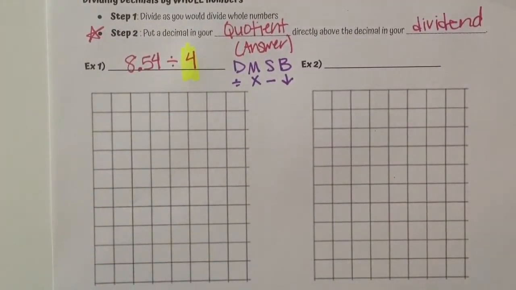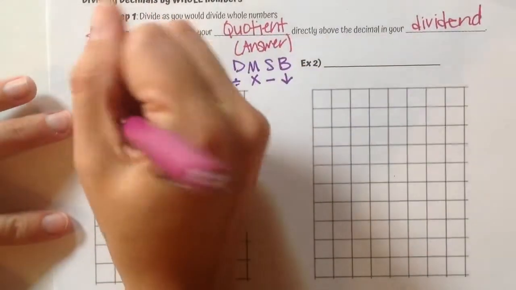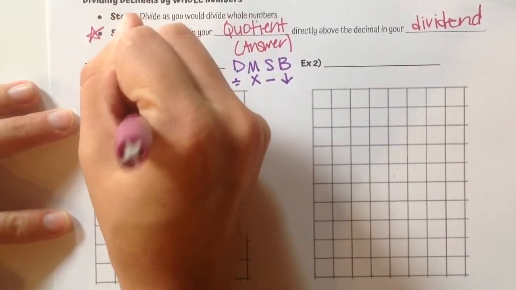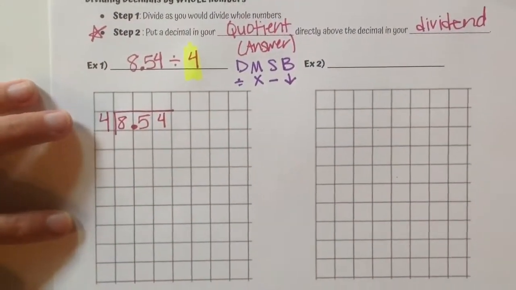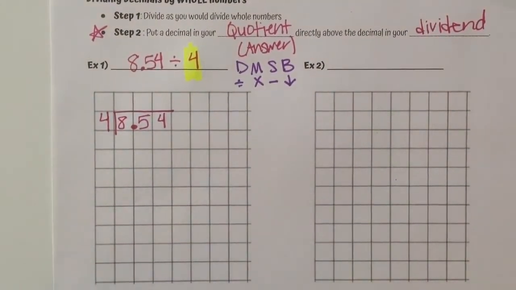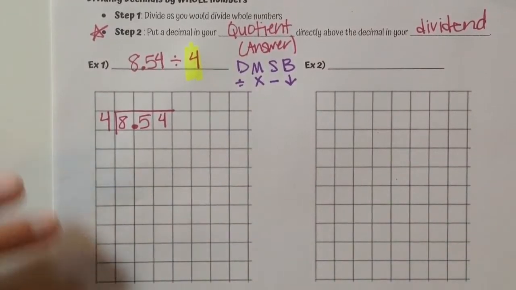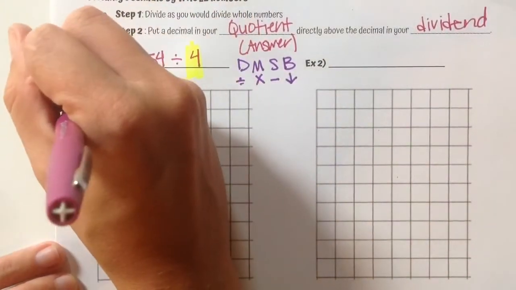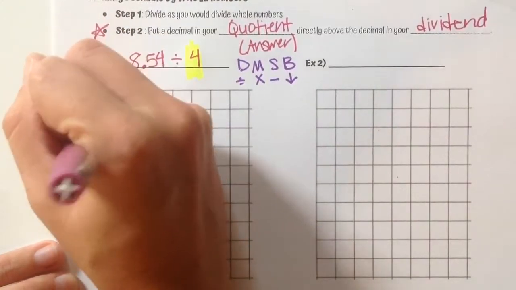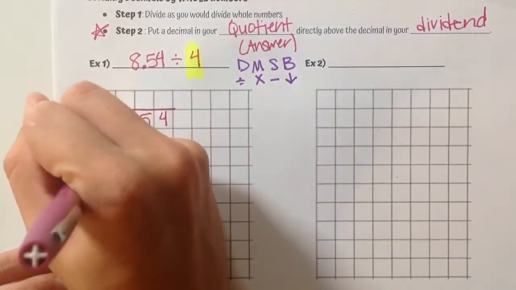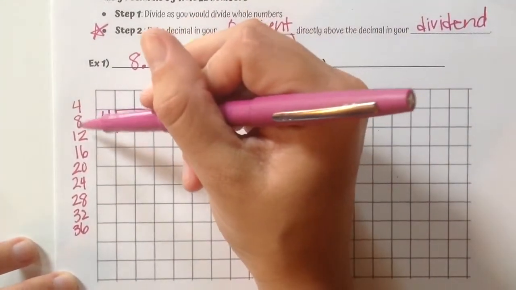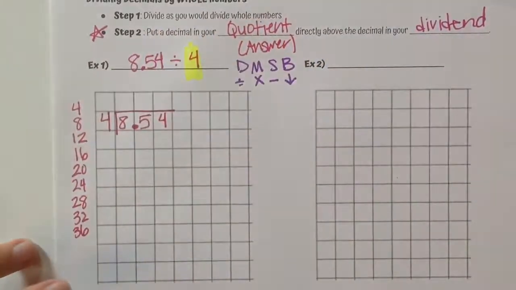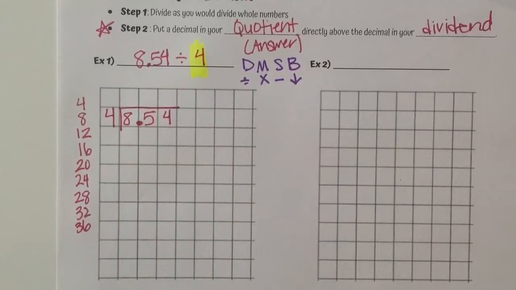So first thing I'm going to do is I'm just going to rewrite the problem in my grid. So again, it's very important to make sure that you're keeping things lined up. So 8 and 54 hundredths divided by 4. And then just like before, I'm going to write out my first 9 multiples. You might know your multiples of 4, but just in case, it's nice to have them written out on the side. So 4, 8, 12, 16, 20, 24, 28, 32, 36. Let's just check. 1, 2, 3, 4, 5, 6, 7, 8, 9. Perfect. Then we're going to go ahead and divide.